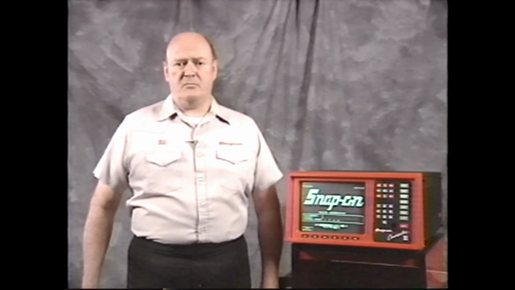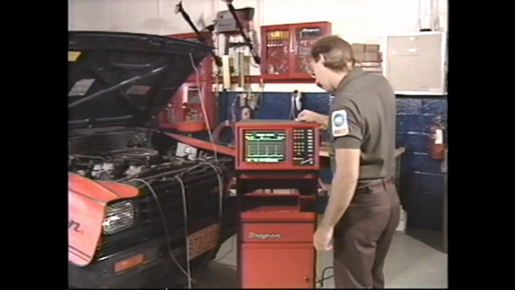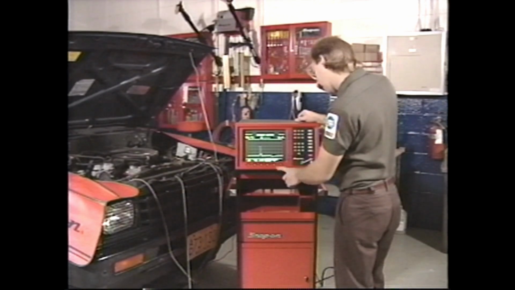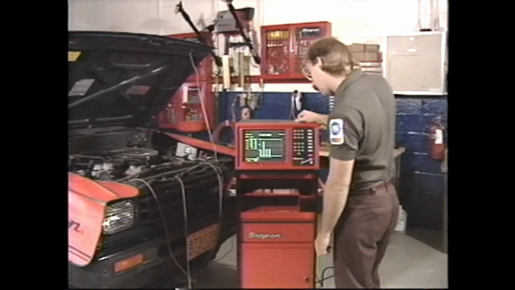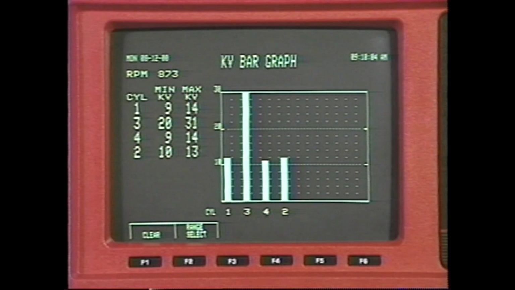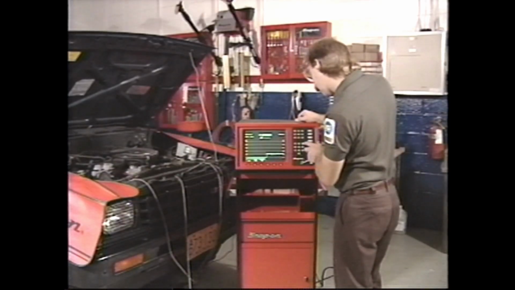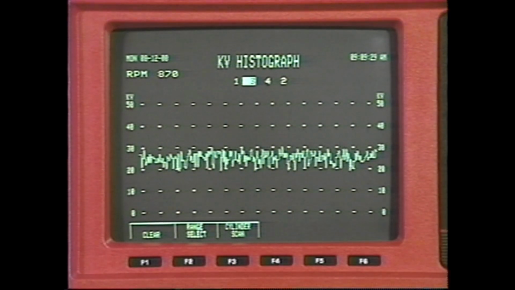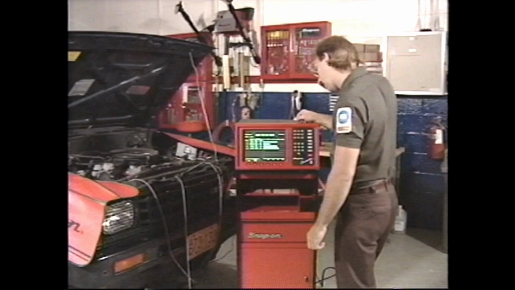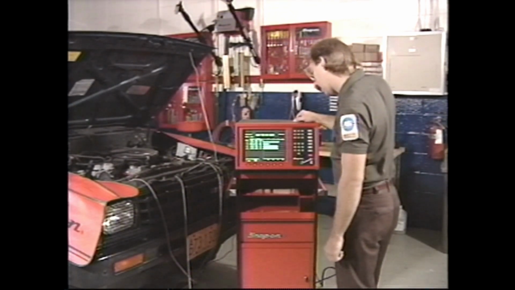A customer complains about a rough idle and an occasional misfire when the engine's revved. The secondary menu test screens will confirm that this is an ignition problem. The secondary waveform shows an abnormally high firing line and short spark line on cylinder number 3. The kV bar graph shows a high secondary voltage requirement for cylinder number 3. The kV histograph also shows a high voltage requirement for cylinder number 3. The burn time bar graph shows a short spark duration for that cylinder.